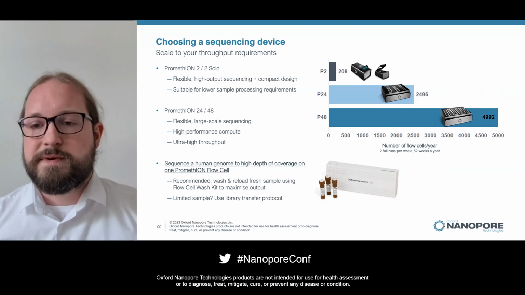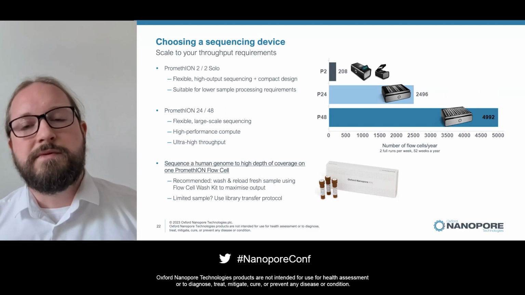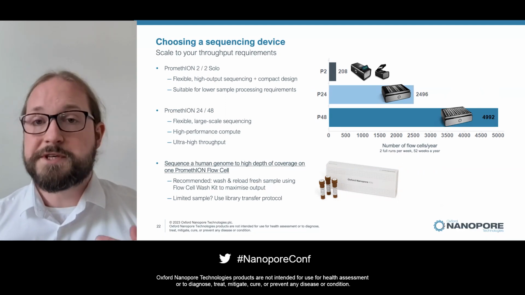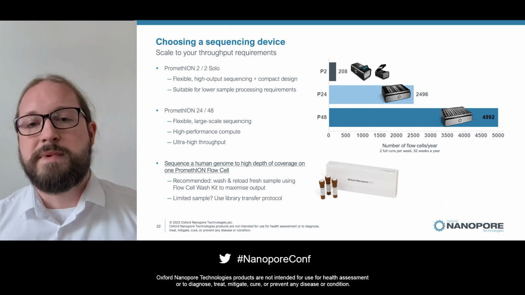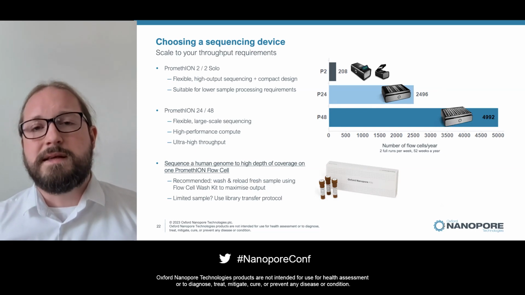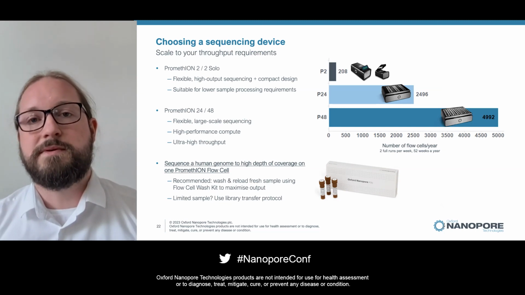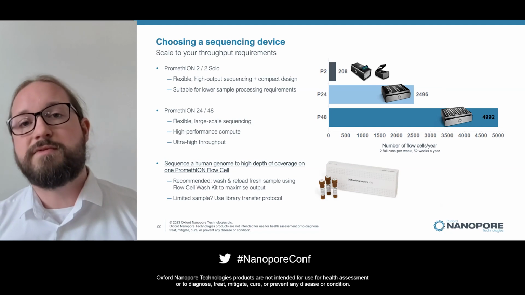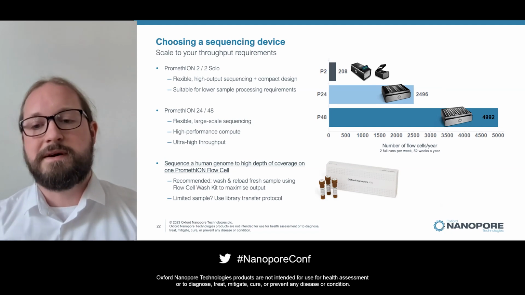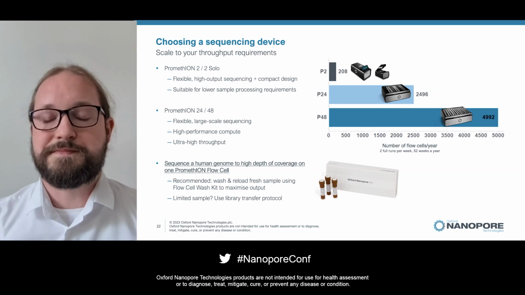One other consideration here is that generally for tumour-normal sequencing, we would recommend using our flow cell wash kit, which allows you to maximize the output you get from a flow cell. And then if you happen to have very precious sample or very limited sample amount, you could even look at our library transfer protocol, where you can retrieve the library after sequencing and move it to another flow cell.